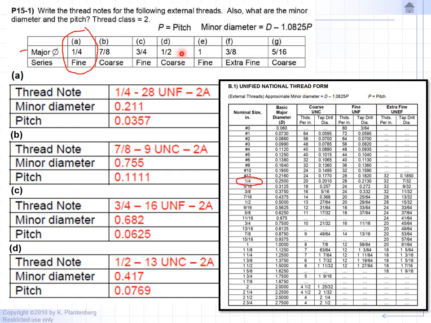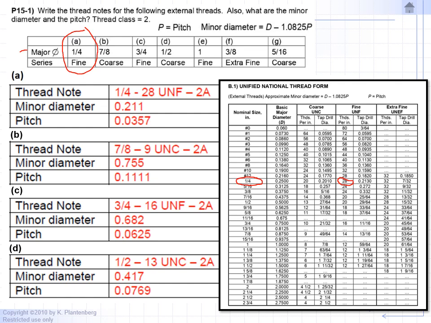All right, so let's go back to problem A. We're dealing with a quarter diameter bolt. Now let's look at the type of thread. We're going to go with fine thread, so we skip over to the fourth column, fine thread, and look down. For a quarter fine thread, we have 28 threads per inch. So if the bolt is 1 inch long, it has 28 threads.